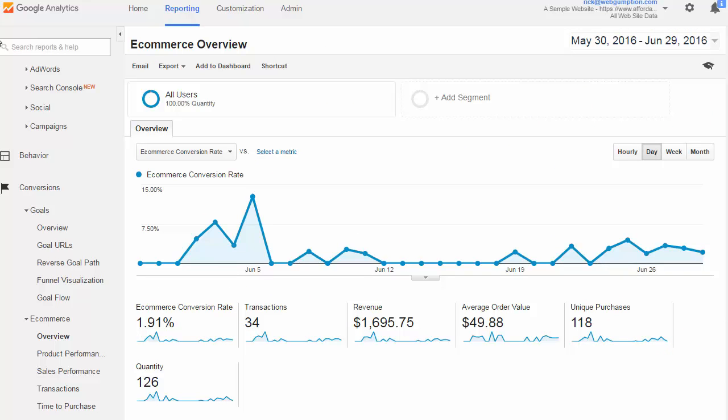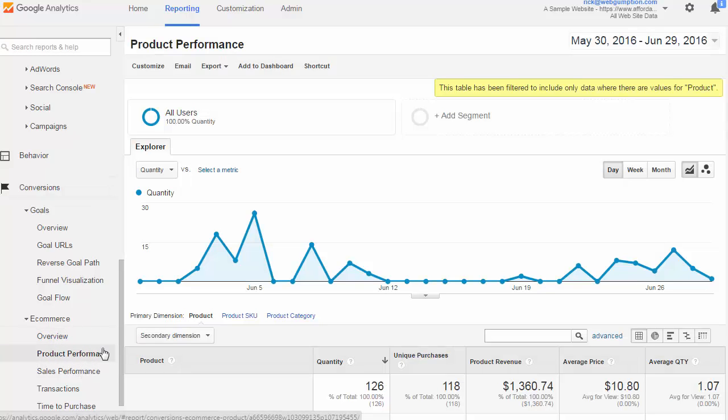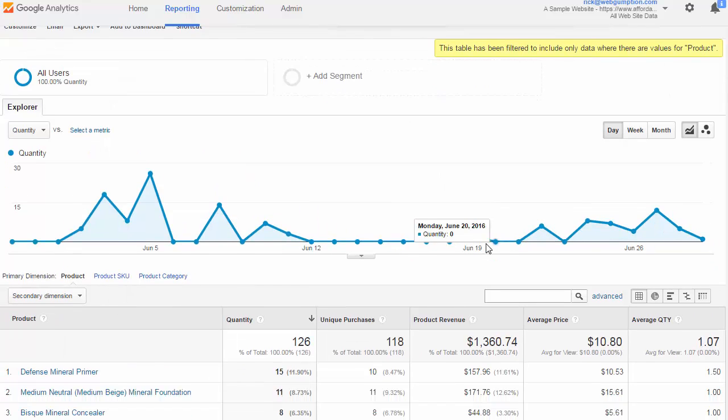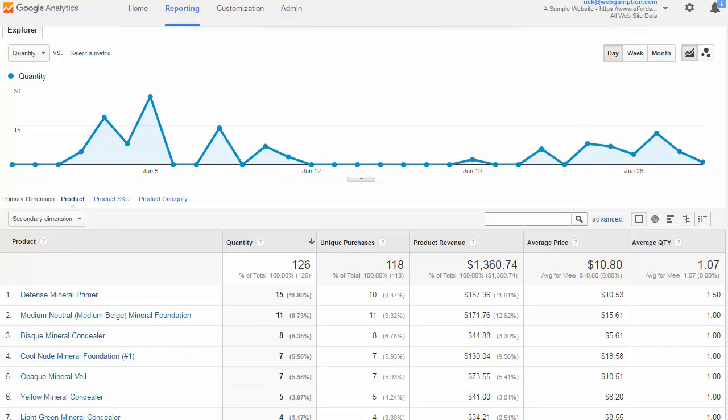Let's jump into some of the other e-commerce reports, and first we're going to go to product performance. So that's left nav, conversions, e-commerce, and product performance. And here we're going to see specific products and the quantity that sold. So the Defense Mineral Primer sold 15, 10 unique purchases, meaning 10 unique people bought a total of 15. The product revenue on that was $157. The average price, $10.53.